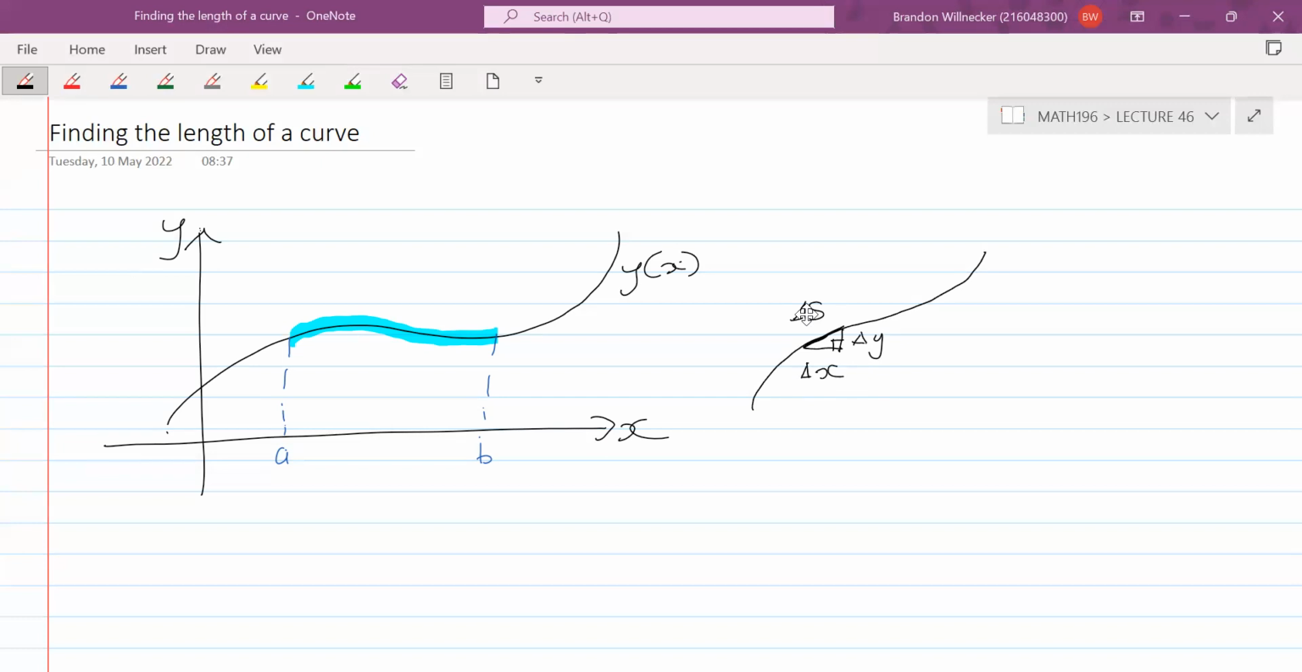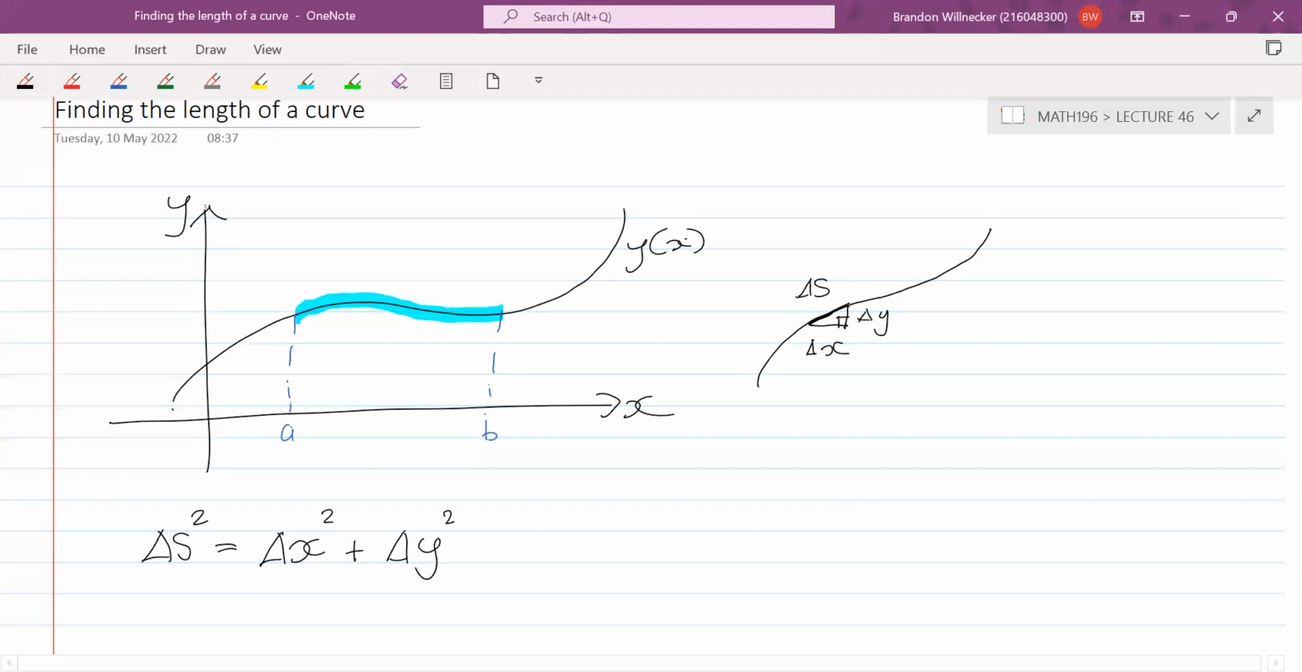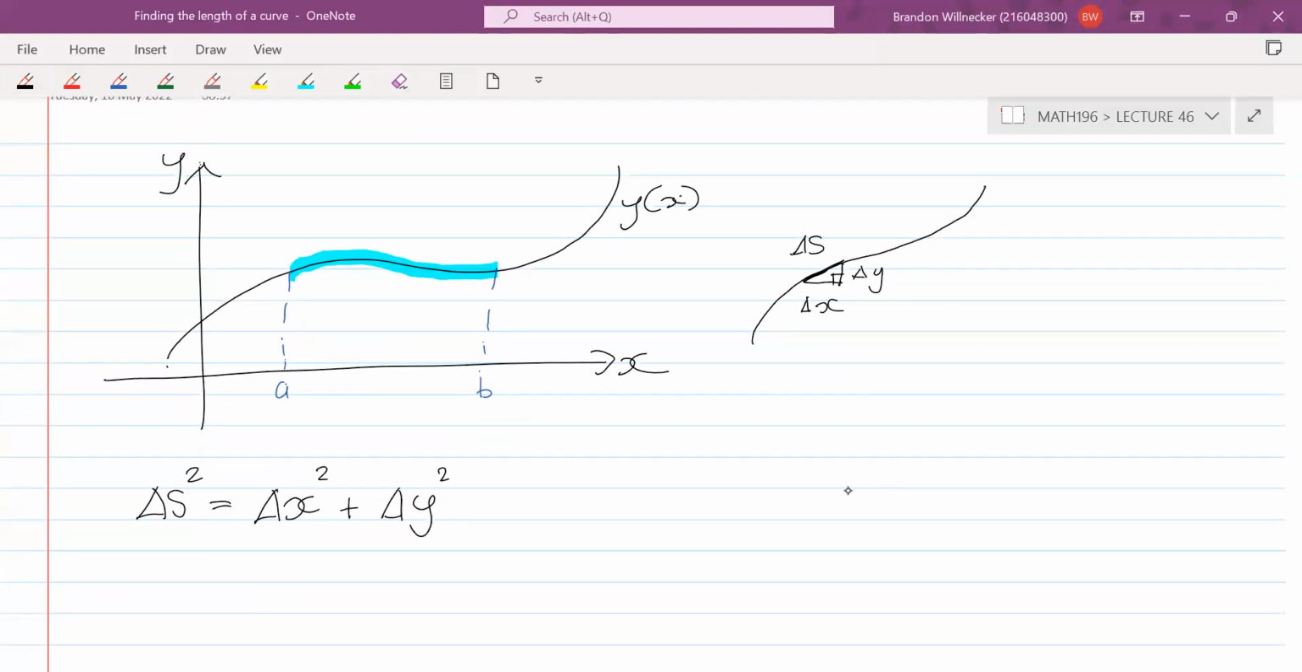Now, we know from Pythagoras that delta s squared is equal to delta x squared plus delta y squared. Right, that's just our distance formula.